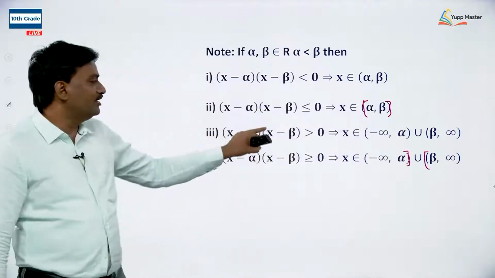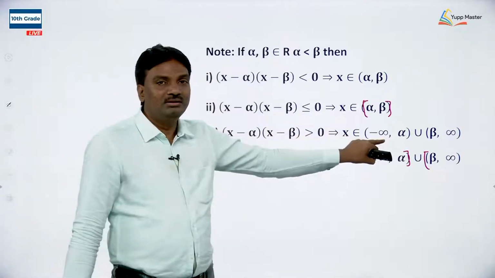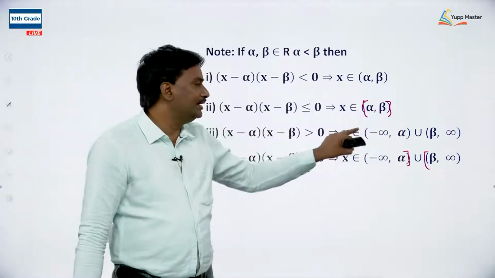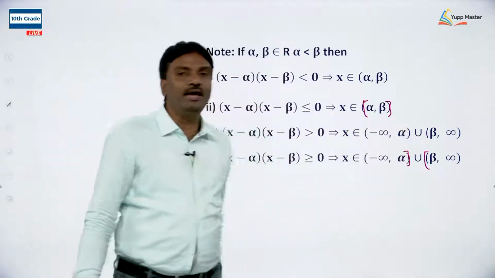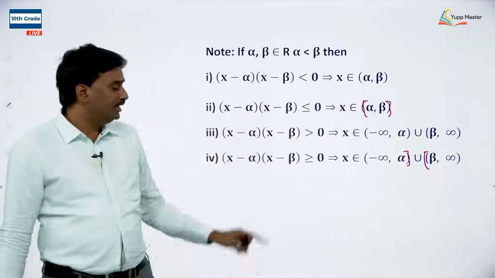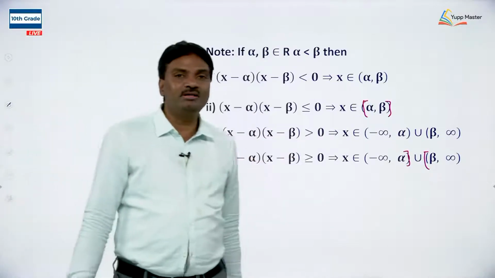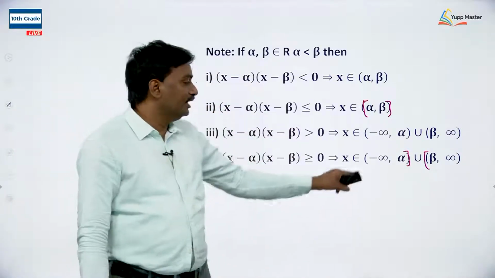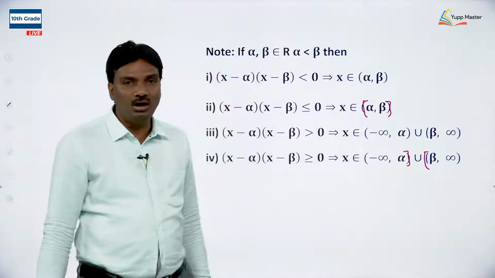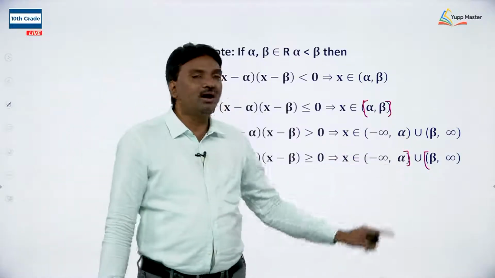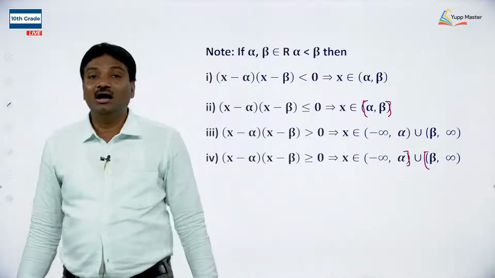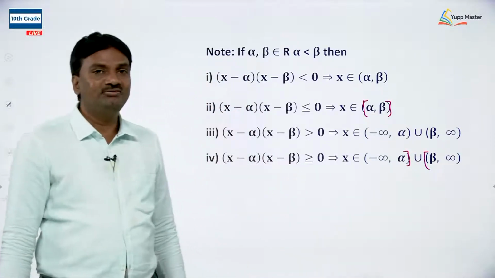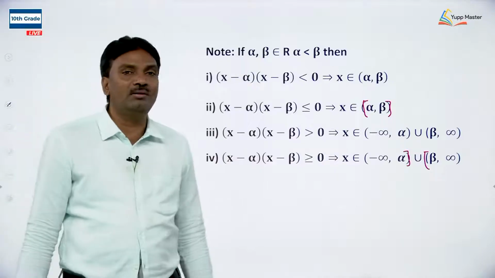If x minus alpha into x minus beta is greater than 0, the domain of the function can be taken as x belongs to minus infinity comma alpha union beta comma infinity. If we have x minus alpha into x minus beta greater than or equal to 0, in this case we can take the domain of the function as x belongs to minus infinity comma alpha union beta comma infinity.